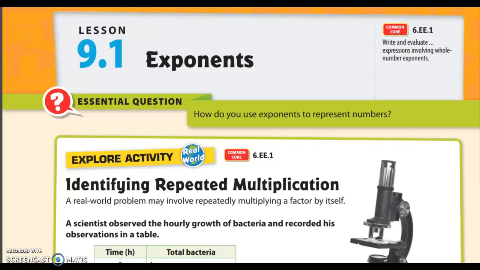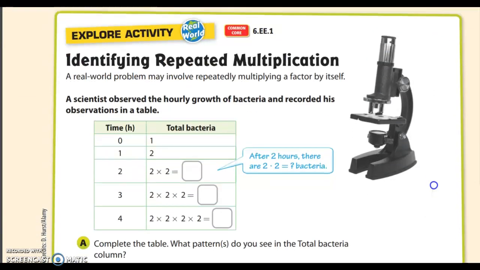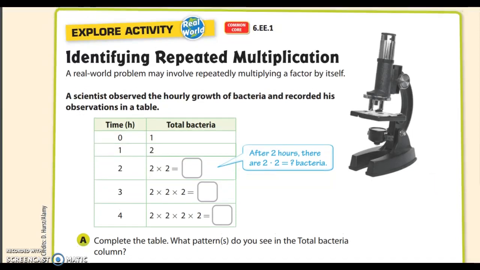Alright, we're on Module 9. This is Lesson 9.1 Exponents. The essential question reads, how do you use exponents to represent numbers? The Explore activity says, identifying repeated multiplication. A real-world problem may involve repeatedly multiplying a factor by itself.